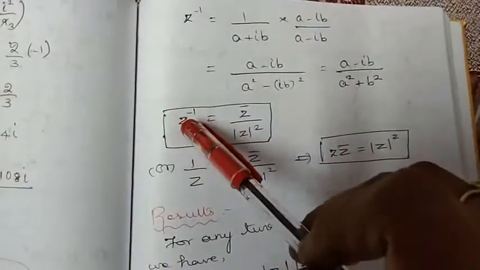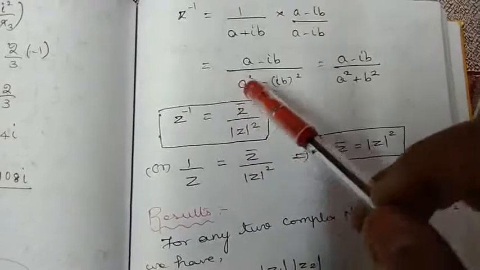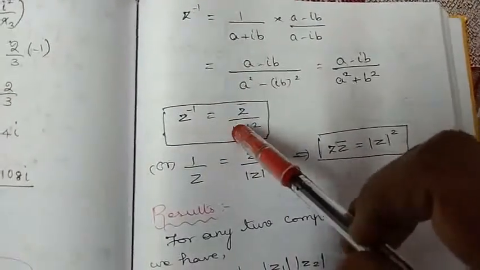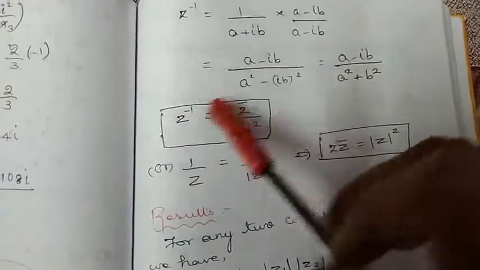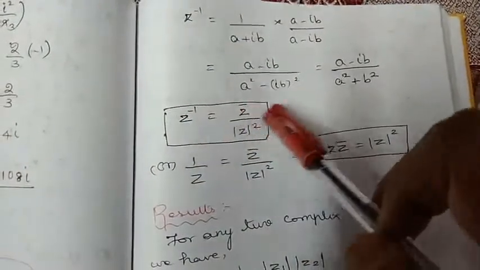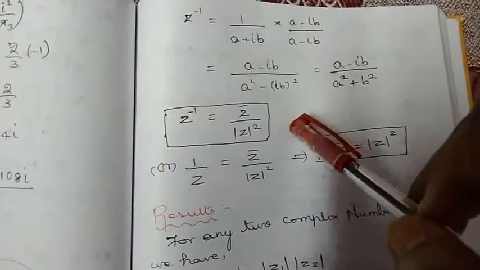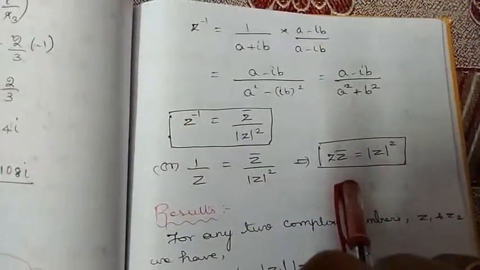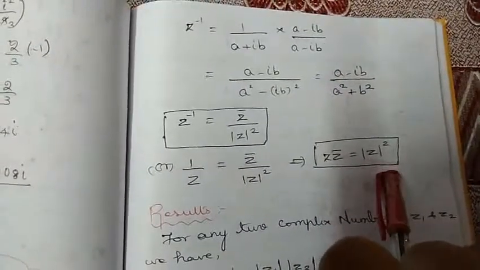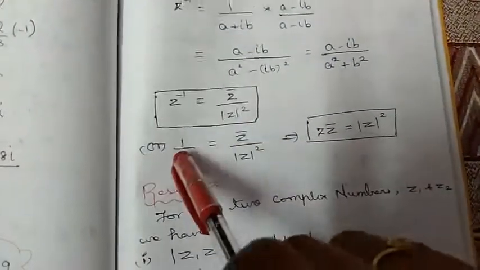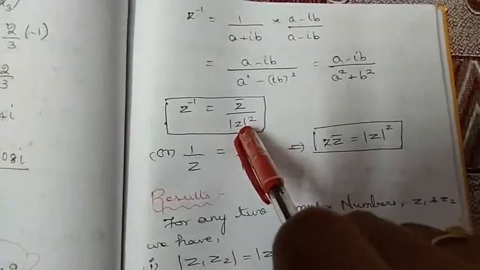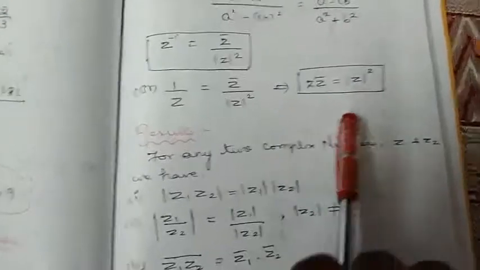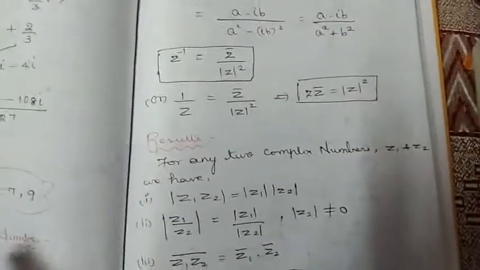So the inverse of a complex number can be written as the conjugate of that complex number divided by the modulus of that complex number the whole square. So Z inverse is nothing but Z bar divided by modulus of Z the whole square. If you cross multiply, we will get Z bar is nothing but modulus of Z the whole square, because Z inverse is 1 by Z, right? So Z bar is nothing but modulus of Z the whole square. This is also a result you have to know. It may be asked in 1 mark.